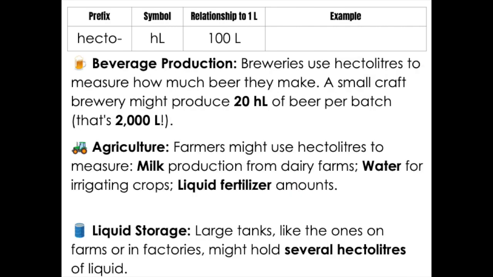When measuring capacity, you might see the prefix hectoliter, which is 100 liters, in situations like breweries producing beer, in agriculture, where they produce large quantities of milk or liquid fertilizer, or liquid storage.